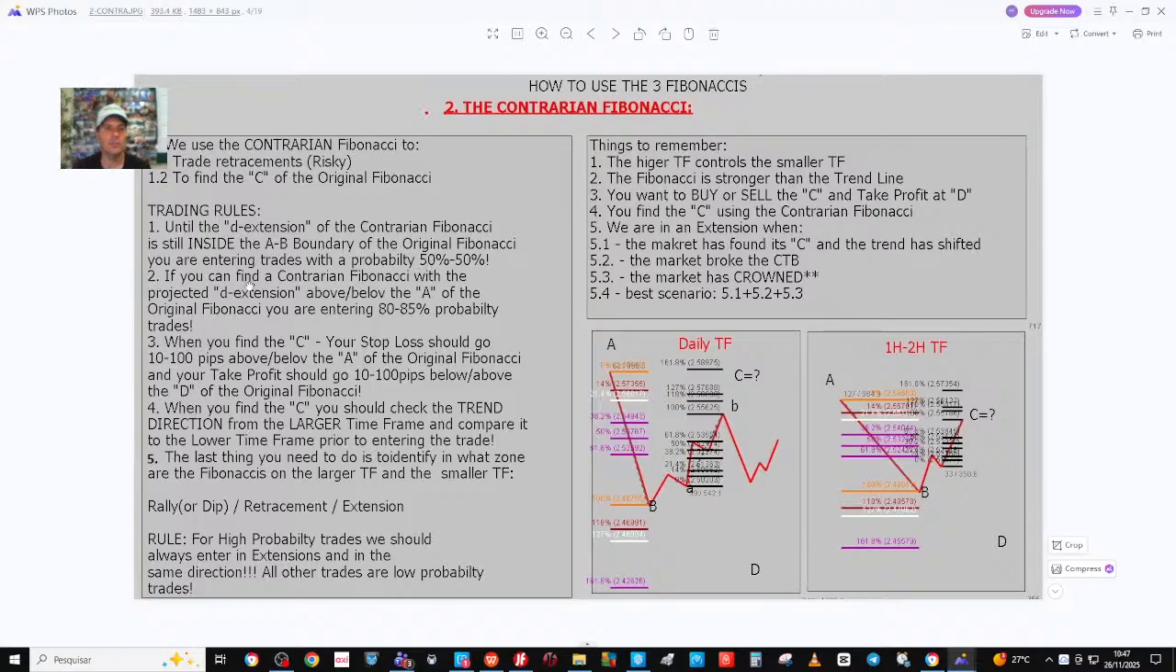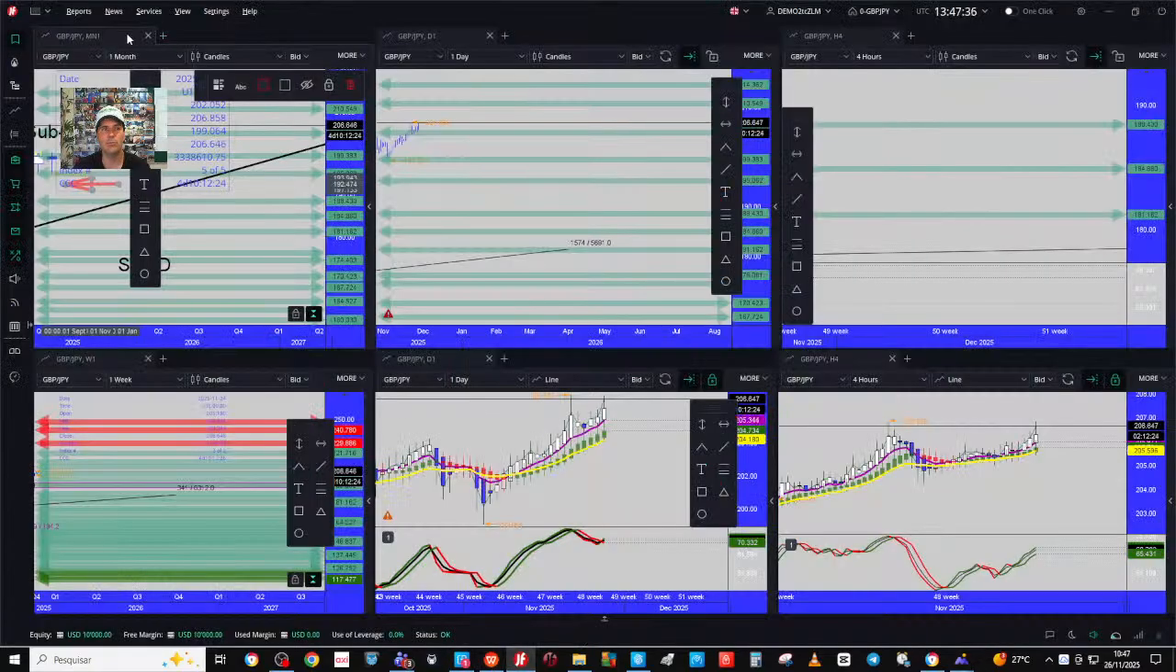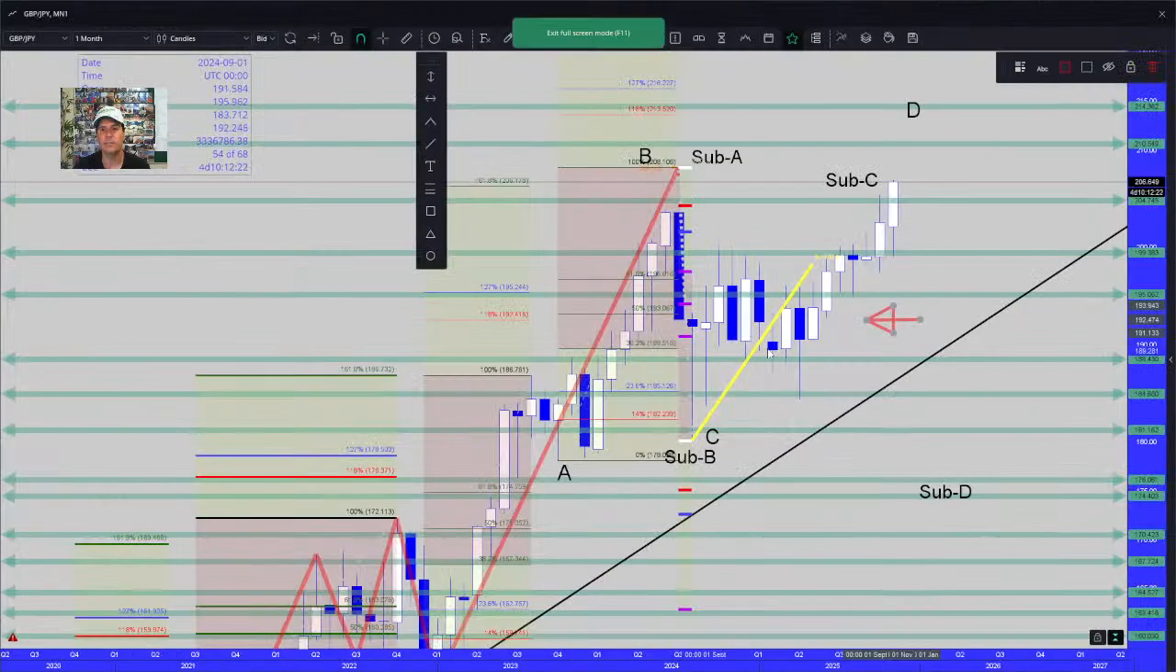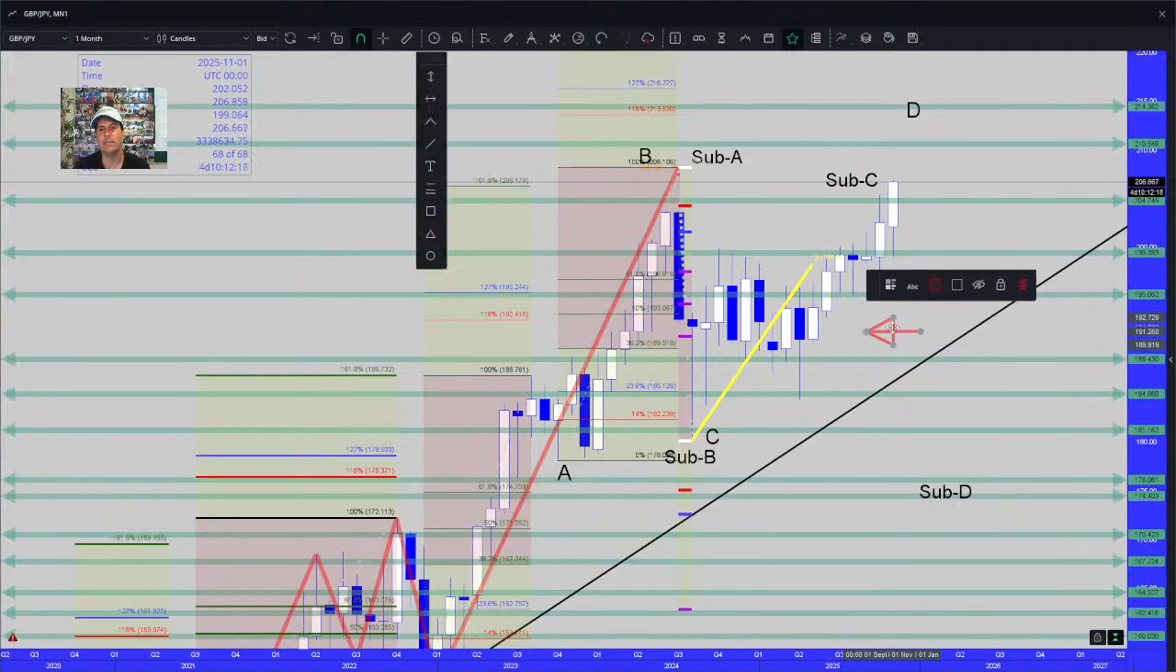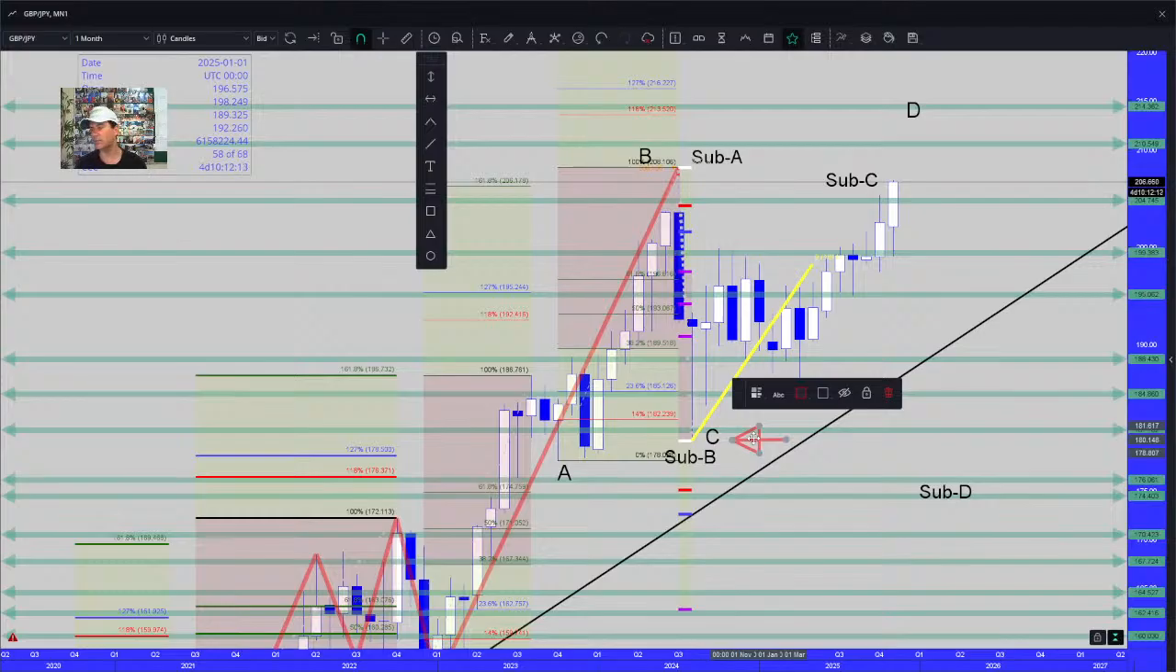Number two, if you can find the contrarian Fibonacci with the projected sub D extension above or below the capital A of the original Fibonacci, you are entering 80 to 85 probability trades. So back to the original question, everybody. Somebody bought this Fibonacci, right? Setups are different, but is this C confirmed? Was the C confirmed?